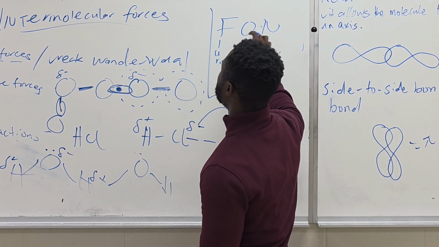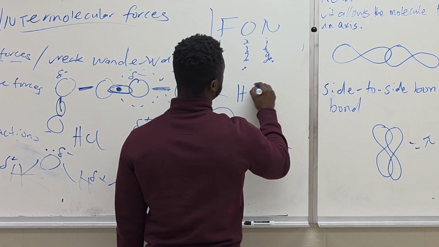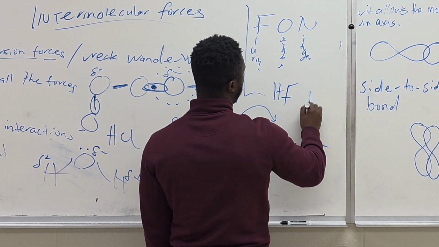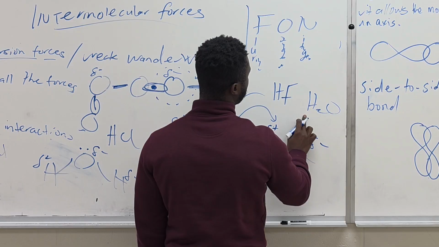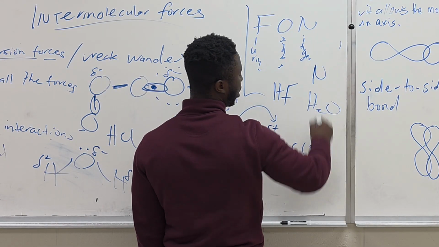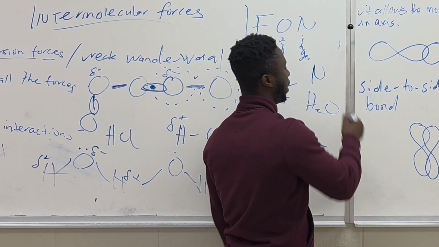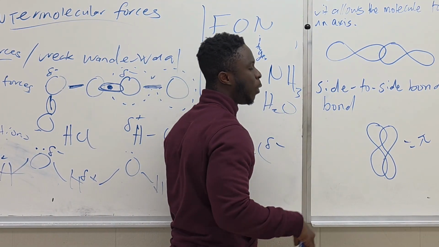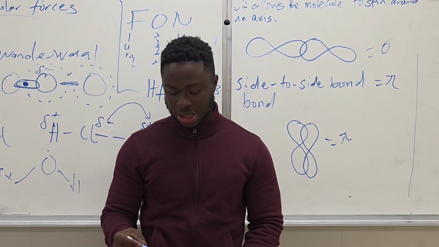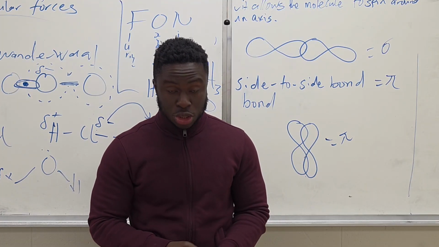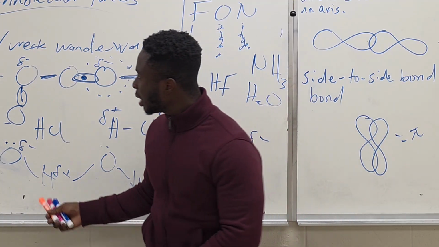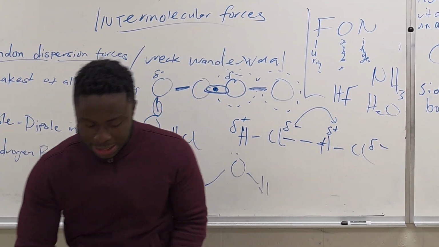Any compound with these, like hydrogen fluoride, would form a hydrogen bond. Water will form a hydrogen bond. And then you have a compound with N in it, let's say ammonia, which would also form a hydrogen bond between the hydrogen and other neighboring nitrogen atoms, right? So that will be the end of the bonding and the chemical interactions.